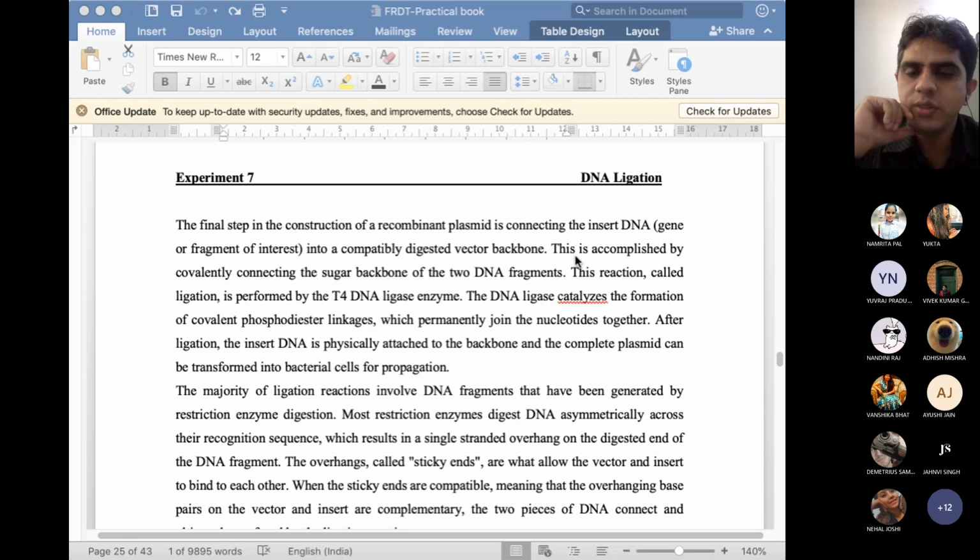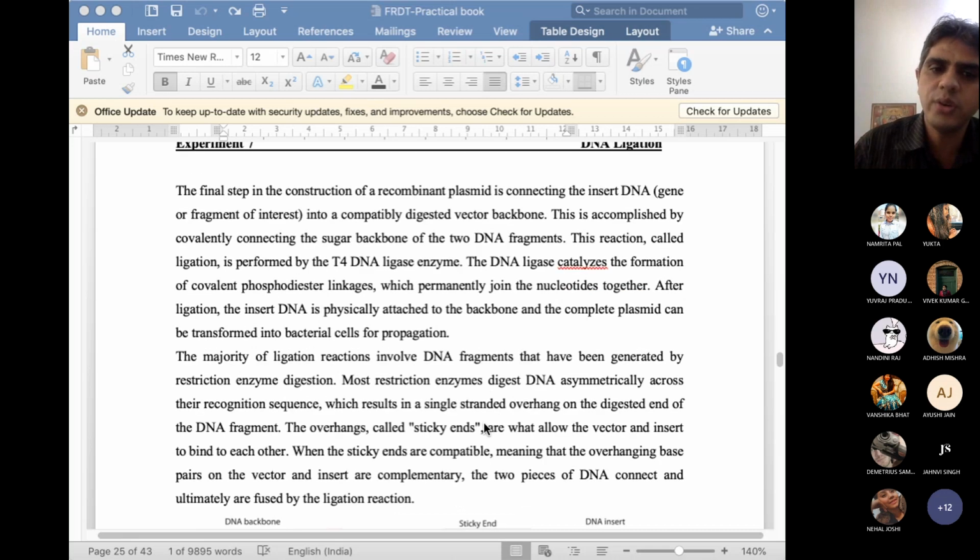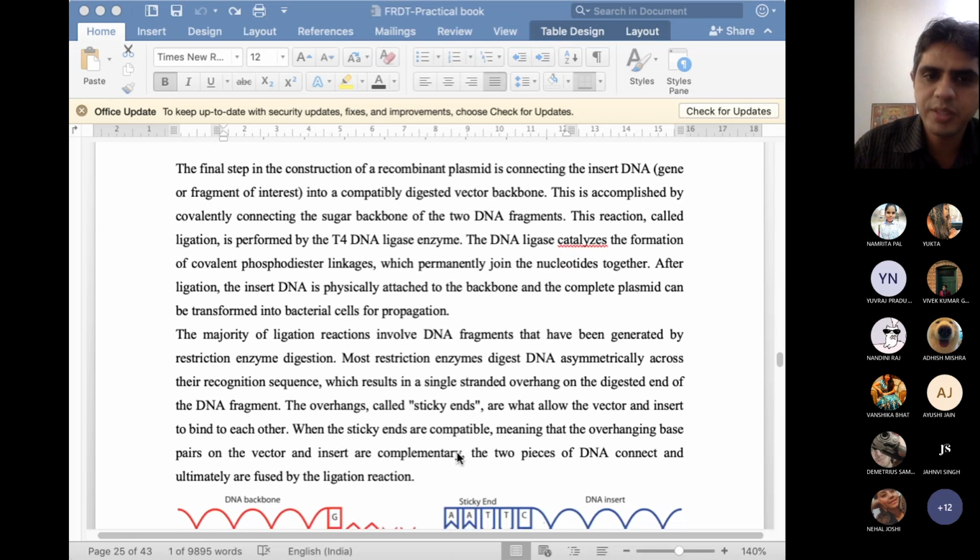Once the ligation is done, the insert is physically attached to the backbone and you have a complete plasmid. This complete plasmid you can transform into a bacterial cell for propagation. So this is a complete vector that you are transforming. Whatever we have been talking about, these are the steps.